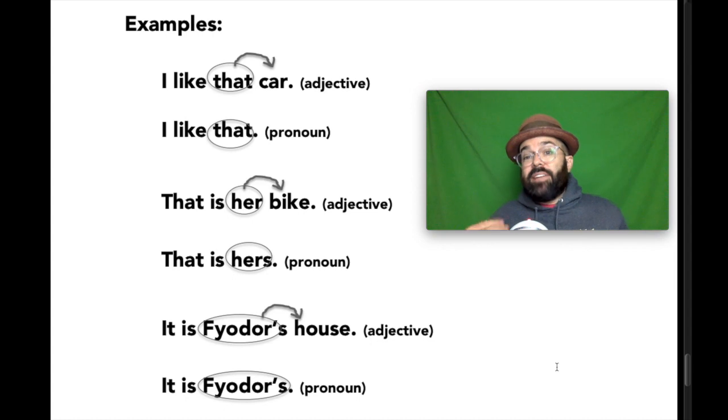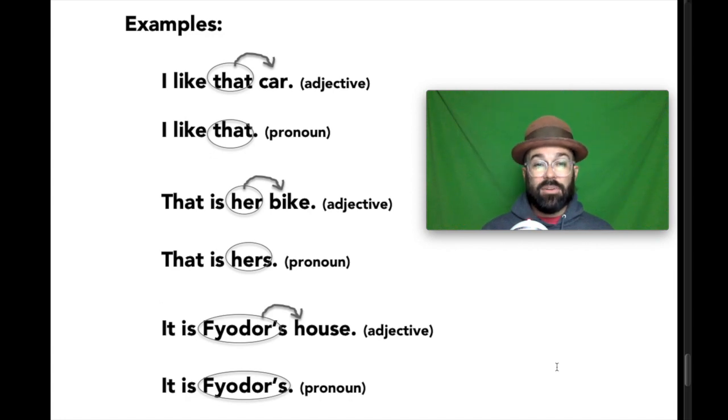Okay, so I didn't include all the different types, but I think with these examples, you'll see how this concept works. So in the first two examples, I use the word that. Sometimes it's a pronoun, sometimes it's an adjective. In the first example, I like that car. That what? That car. The word that is pointing to a noun. It is behaving as a limiting adjective or a noun determiner. It is not a pronoun. However, if I was just to say, I like that, in this instance, we don't know that what. There's no noun after that, so that is standing in place of whatever noun it is that I like. That is behaving as a pronoun.